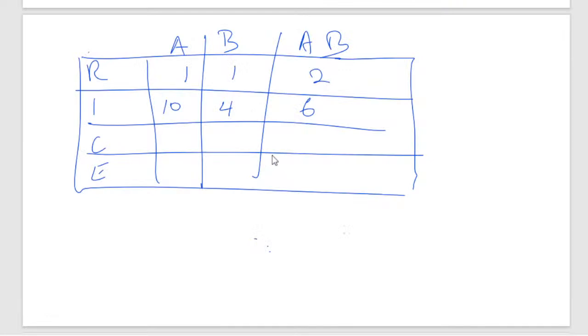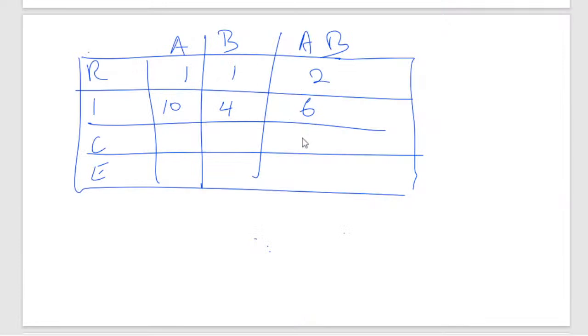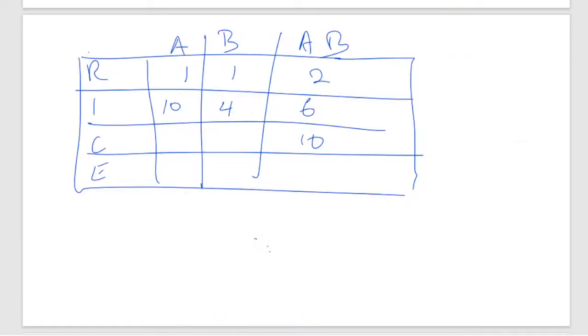Now, since I know what I started with, what is at equilibrium? AB is 10. That's what is at equilibrium. And then B is 2, and A is 8.